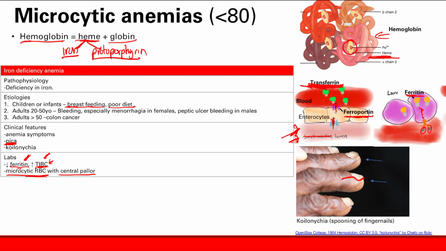Wherever ferritin goes, TIBC will go opposite. So you have to understand how one of them reacts, and then the other one is going to be opposite. So that's it for iron deficiency anemia.